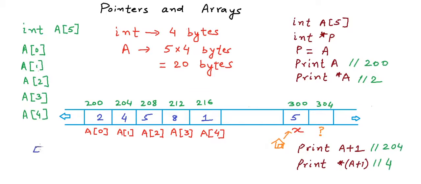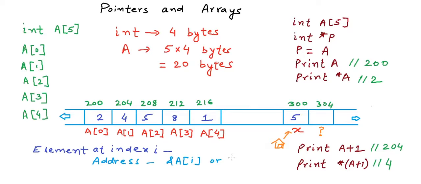For an element in the array at index I, we can retrieve the address of this particular element in the memory using either &A[I] or simply A + I, and these two will give us the address of A[I]. The value of A[I] can be retrieved using either A[I] or *(A + I), and *(A + I) will also give us the value.